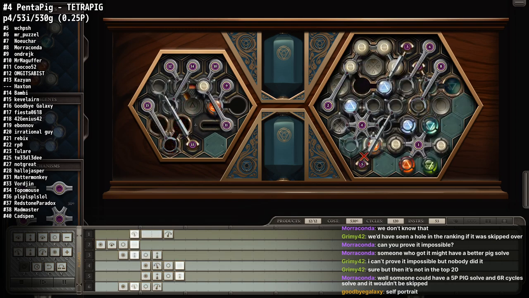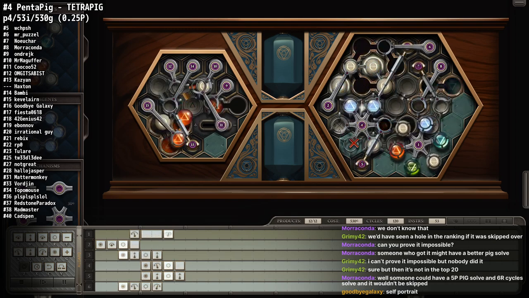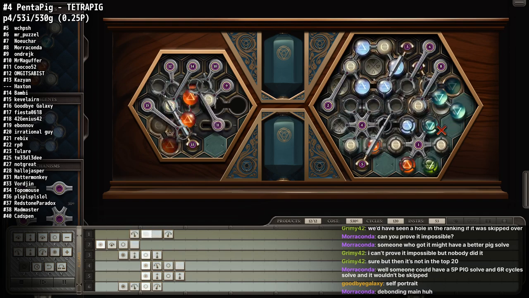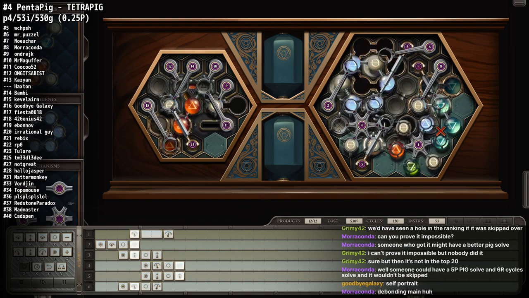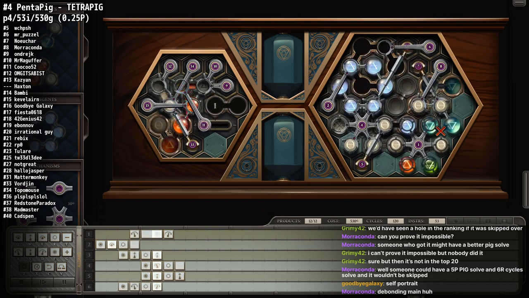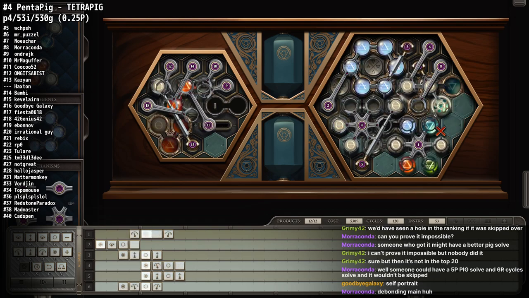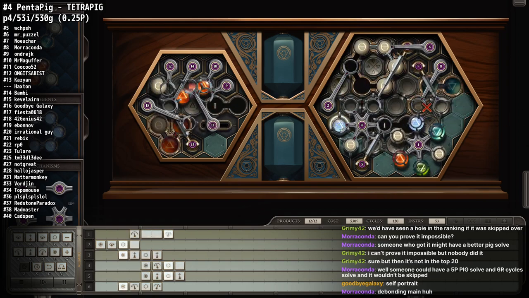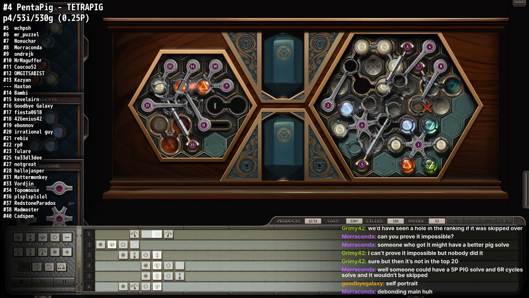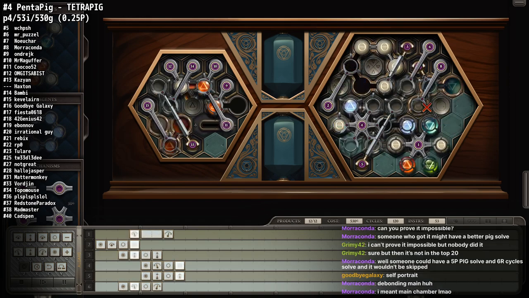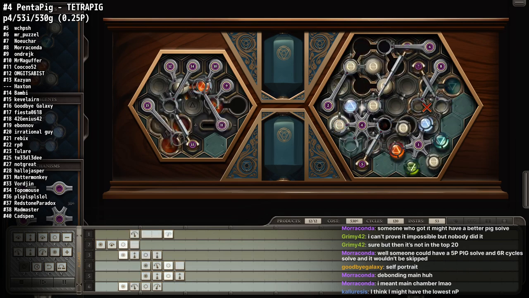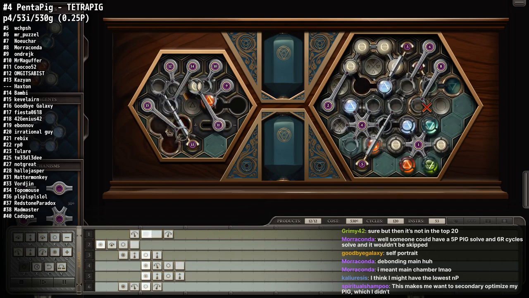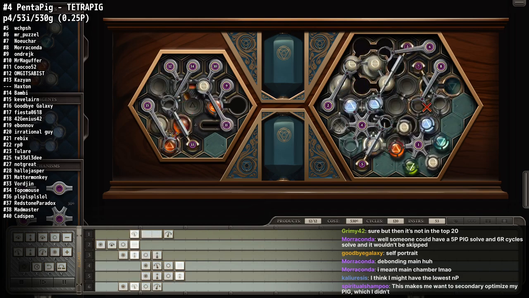It's unbonding 2 here, and then it makes this 4 and swings it off. Morikonda is referring to Pentapig as a debonding main. And this is main chamber deconstruction, which lets it do this. I did not even consider main chamber deconstruction. Yeah, it makes so much sense.